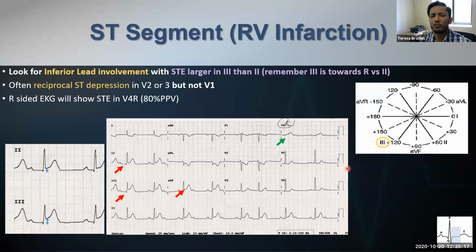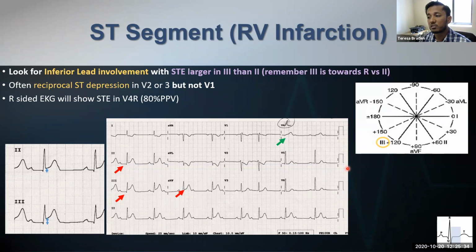But how does this differ from a right infarct? Because we know that there are multiple types of ACS episodes that occur. We know there are different types of ST segment elevations and infarctions, and I always talked about posterior infarct. So what about right ventricular infarctions?